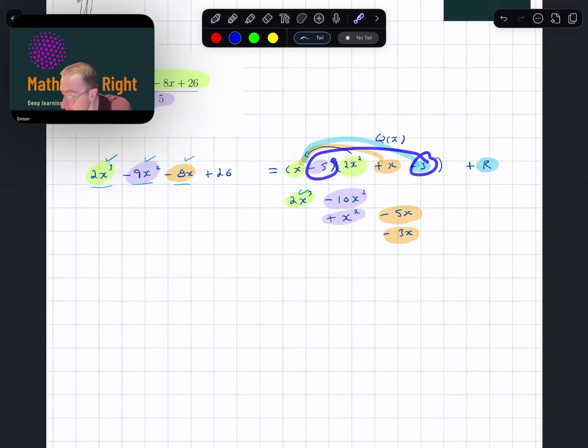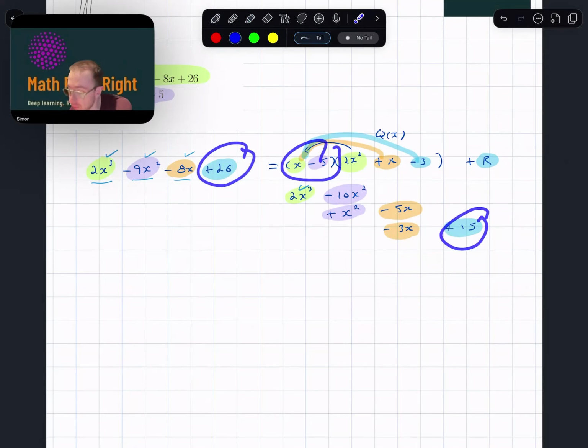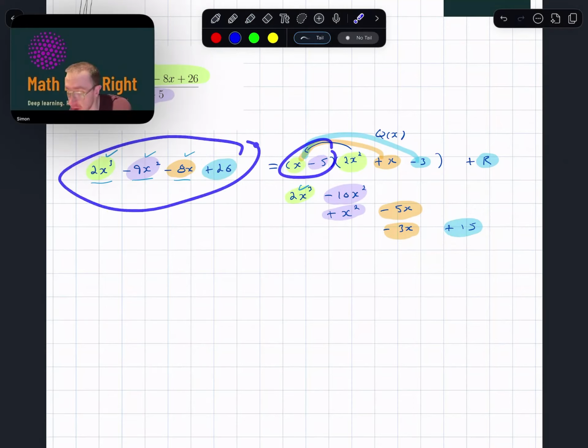And then, last step, it multiplies by the negative 5, and gives us a positive 15. Right, this gives us plus 15 here. But we're supposed to have plus 26, right? We're supposed to have 26, and we have 15. So this is not a clean factor, right? x equal to 5, as you can check, is not a root of this.